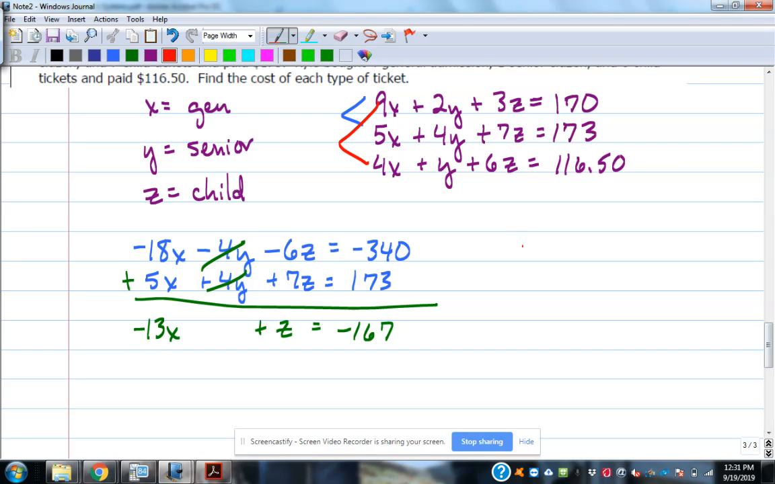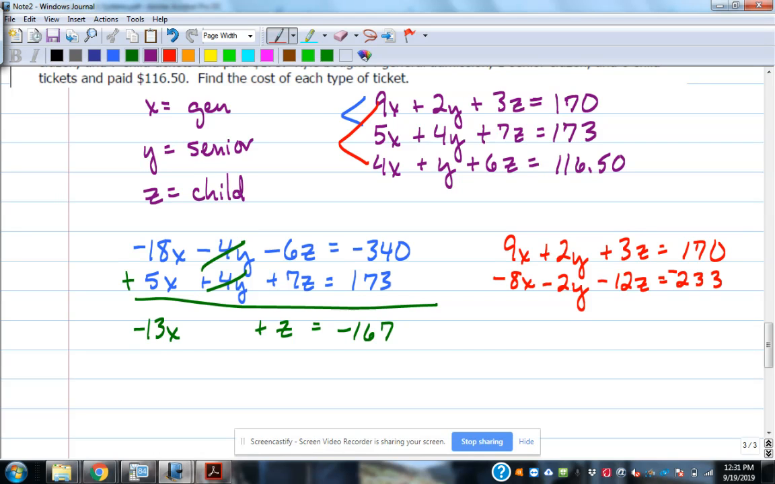I'll have 9x plus 2y plus 3z is equal to 170. And then I multiply the third one by -2, so that'd be negative 8x minus 2y minus 12z is equal to 116.50 times 2, 233. Is that right? Yeah, negative 233. Thank you. Negative 233 there.